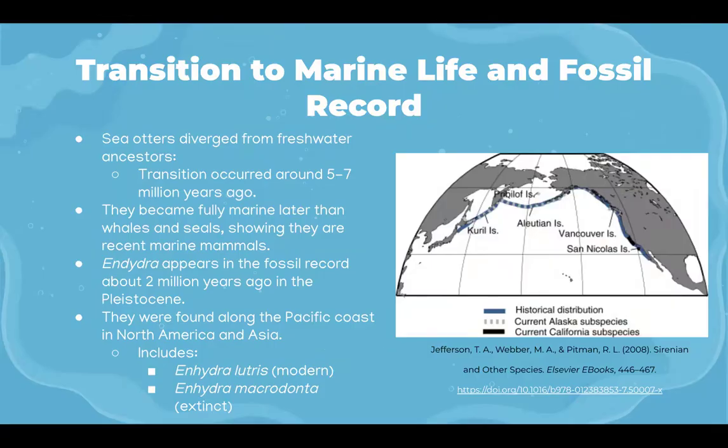The transition to marine life in sea otters happened around 5 to 7 million years ago. They became fully marine quite late compared to other mammals, such as whales and seals, showing that they are actually recent marine mammals. Enhydra appeared in the fossil record about 2 million years ago in the Pleistocene, which is when the figure we previously saw from the Paleobiology Database was from. Once again, they were found along the Pacific coast in North America and Asia, and this included Enhydra lutris, the modern sea otter, and Enhydra macrodonta, an extinct sea otter.